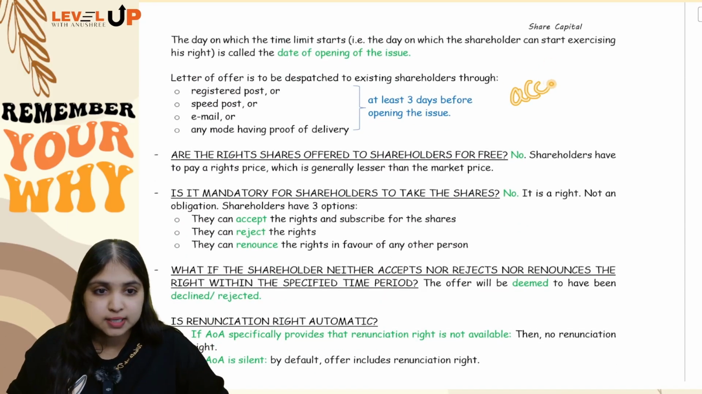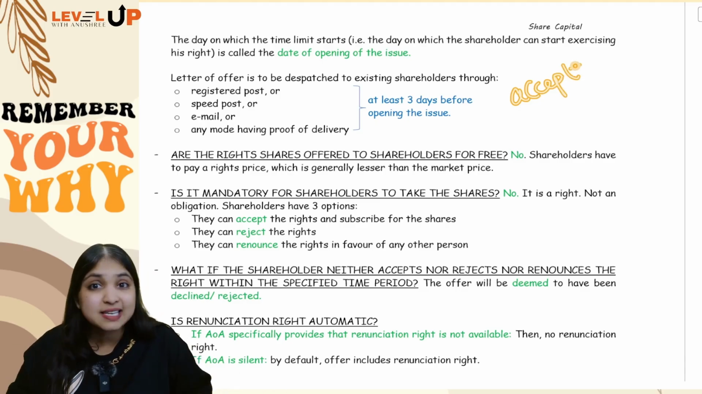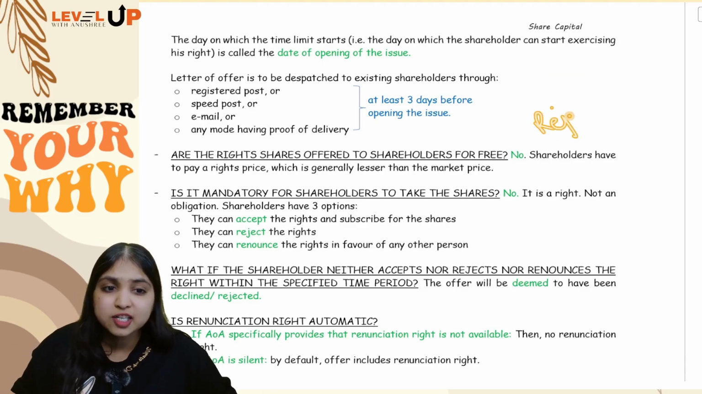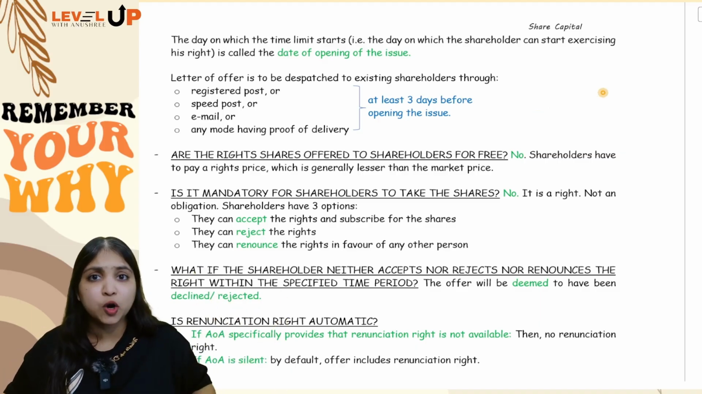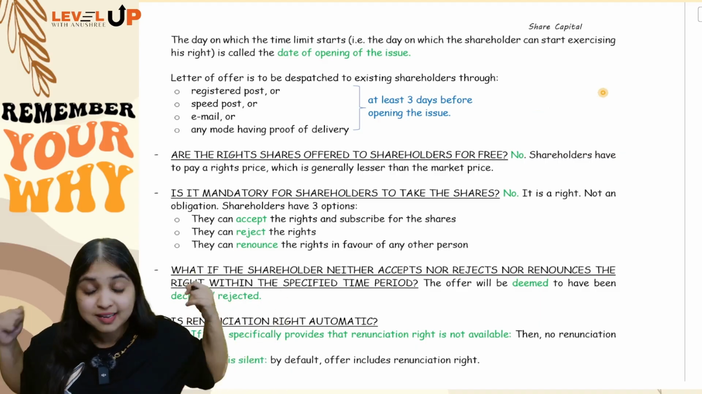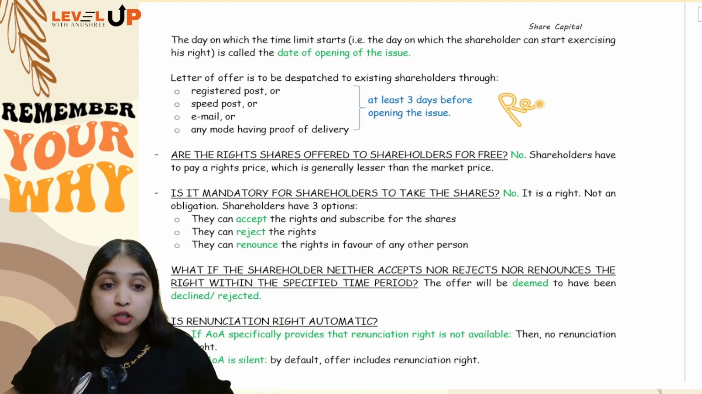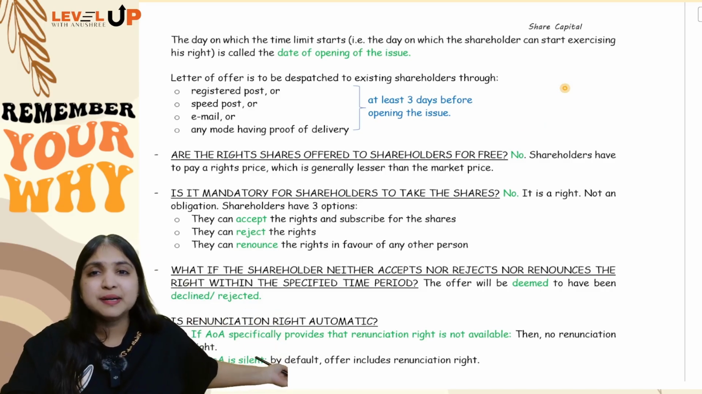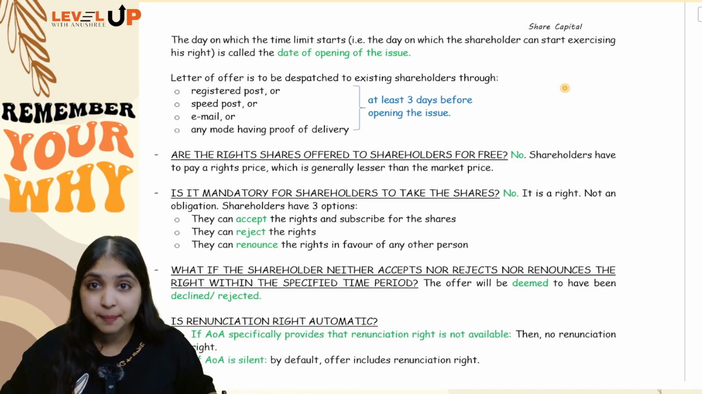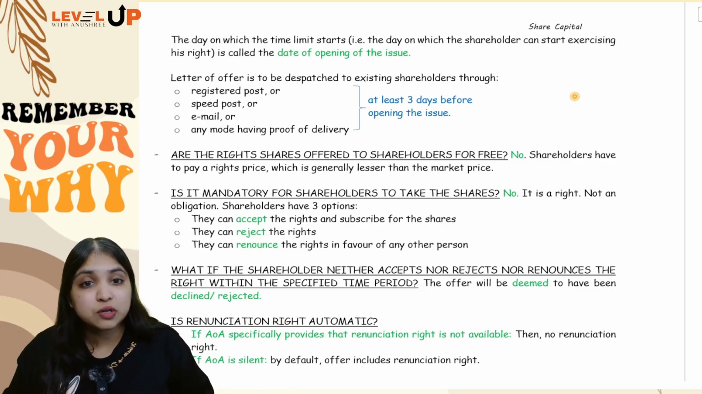In the letter of offer, it will be mentioned that shareholders have 3 options. Either they can accept the right and subscribe to the shares, or they can reject the right. They can say, company, we are already fed up since the time we bought your shares, we don't want more shares. Or they can renounce the right. Remember renunciation. They can renounce the right to another person. Whether that other person is a member of the company or not doesn't matter.